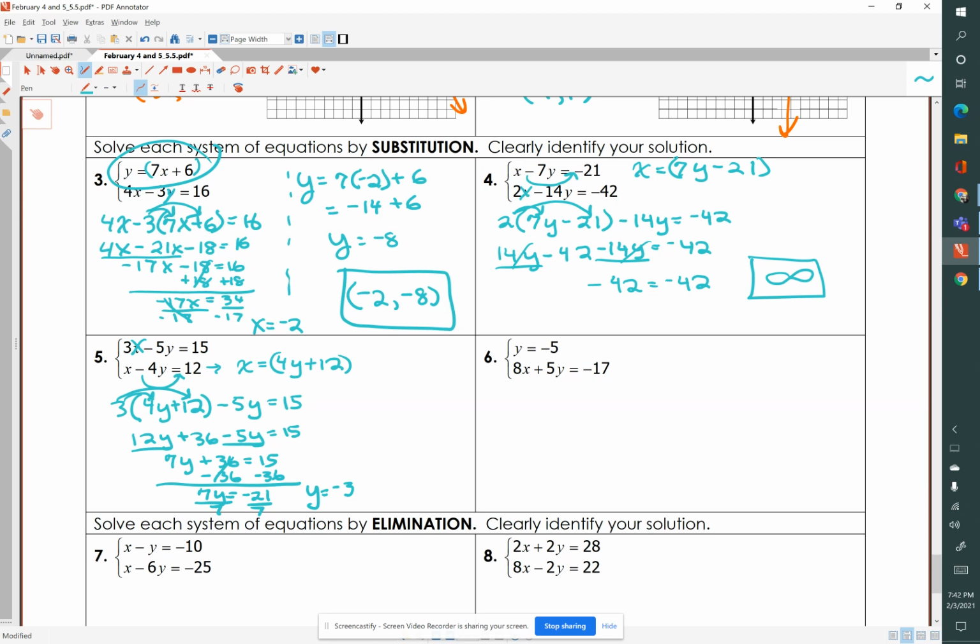Now I will substitute negative 3. I think I'm going to go ahead and pick this equation here. So x equals negative, well, first 4 times negative 3, so I don't want to forget the 4.